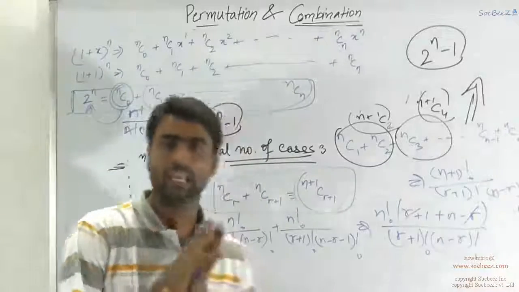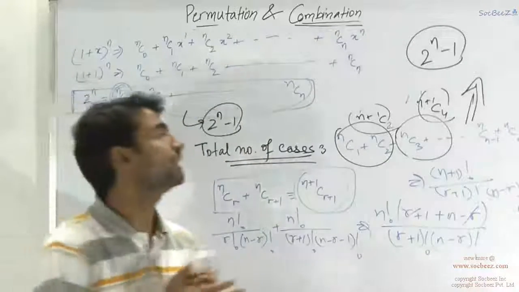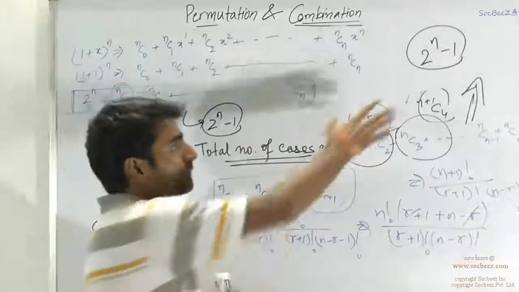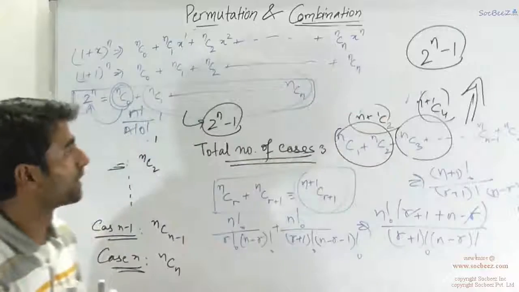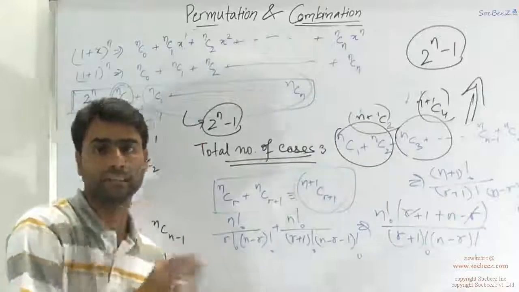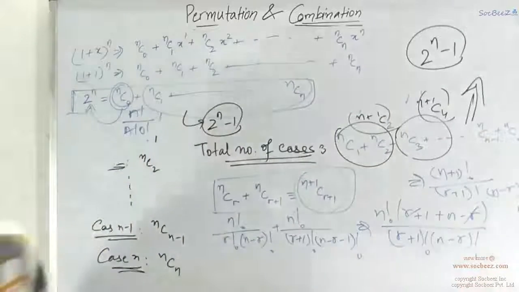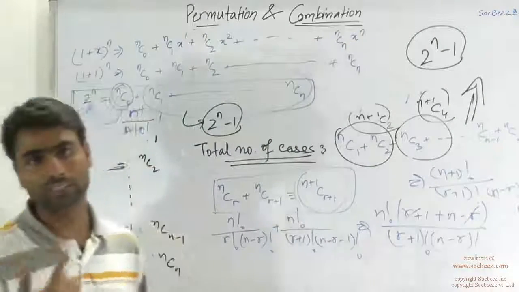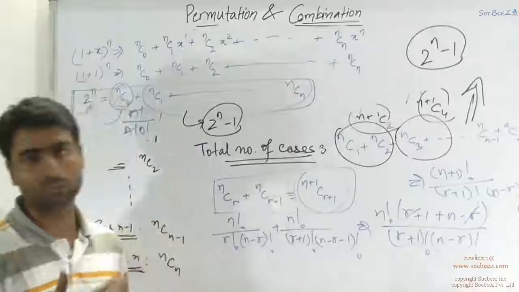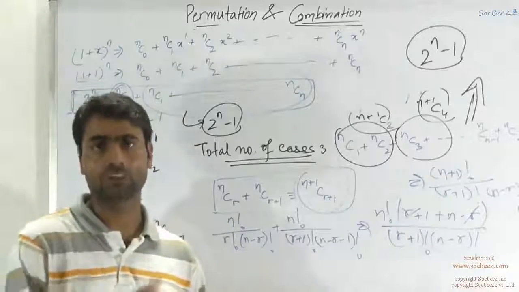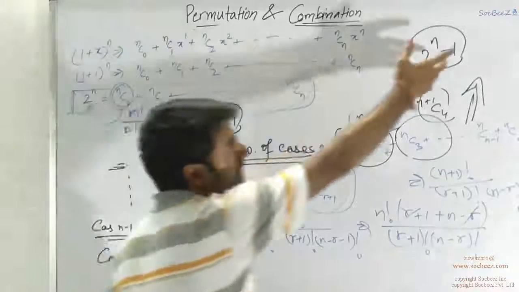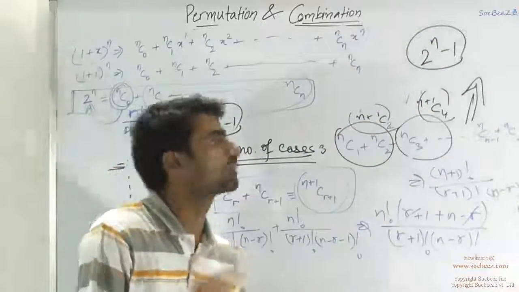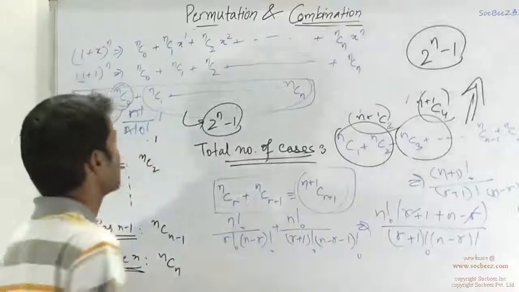So selecting at least one object from a given set of n objects where all are different is given by 2 power n minus 1. So this is the typical problem number 10. Whenever you are asked how many ways you can select at least one object from a given set of 5 objects where all are different, it would be 2 power 5 minus 1, that is 31 cases in which you can choose at least one object from those 5 objects.